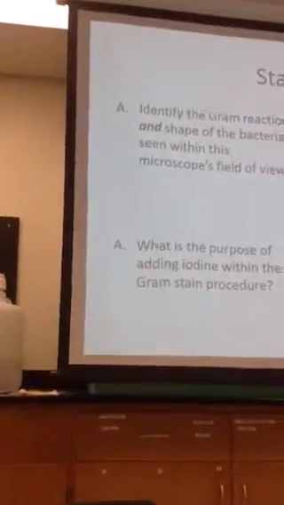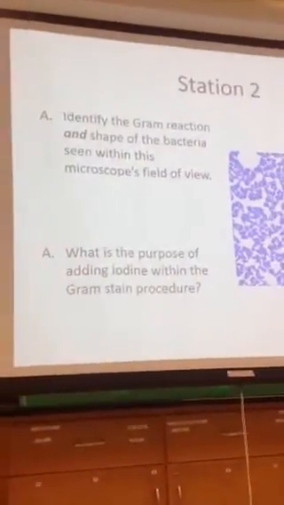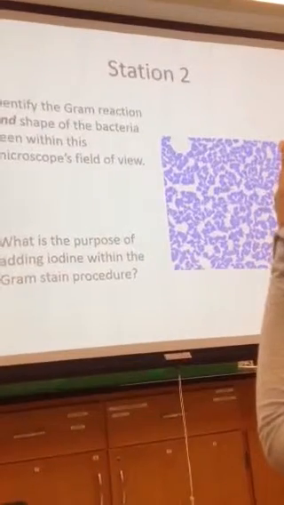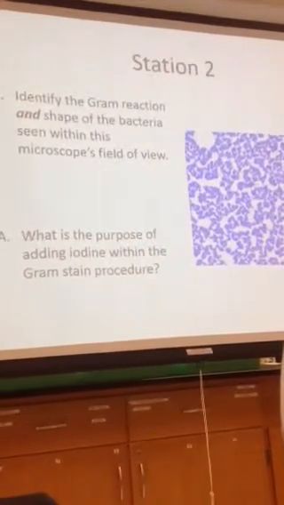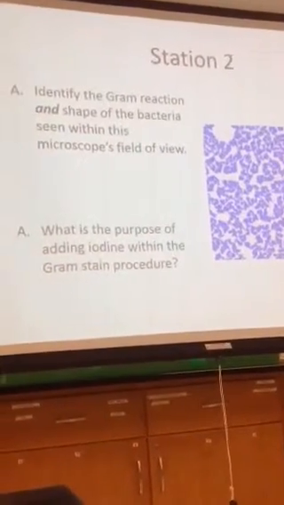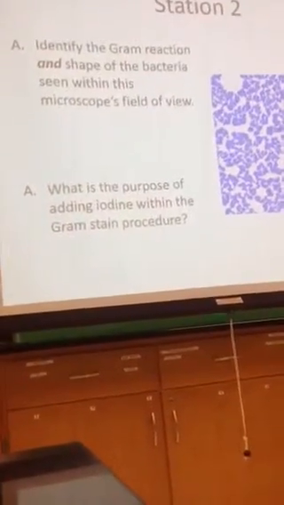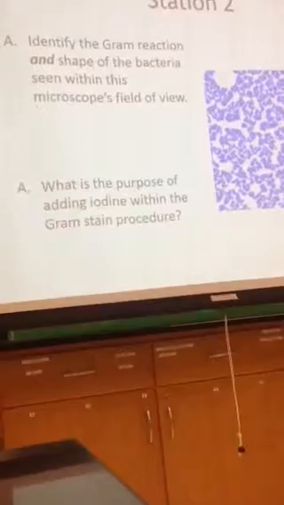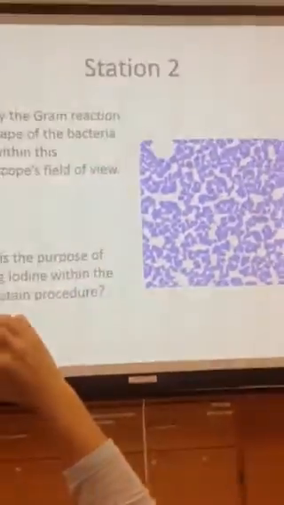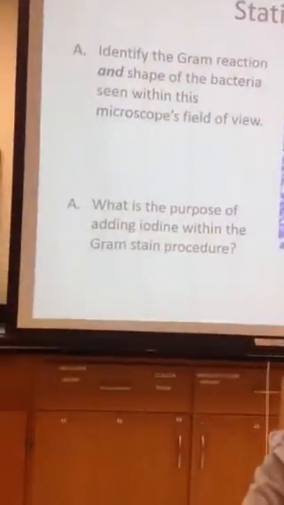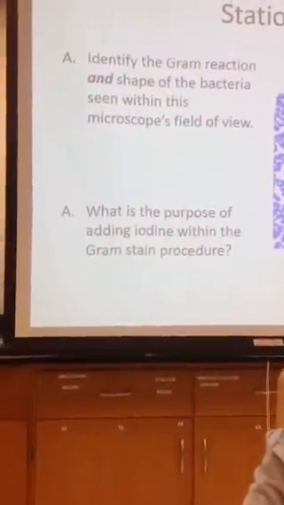Okay, what is the gram reaction you see right there? Gram positive. What is the shape? Can't just say positive. It's gram reaction and shape. Those are not rods. Those are coccus. A gram positive coccus. What is the purpose of iodine in a gram stain? It is the mordant. That's exactly what I want you to put down. Okay?